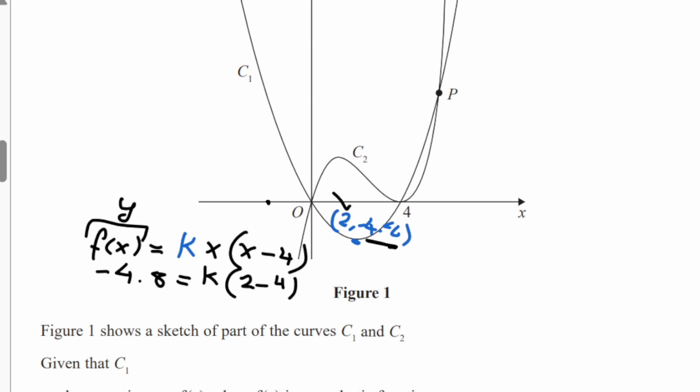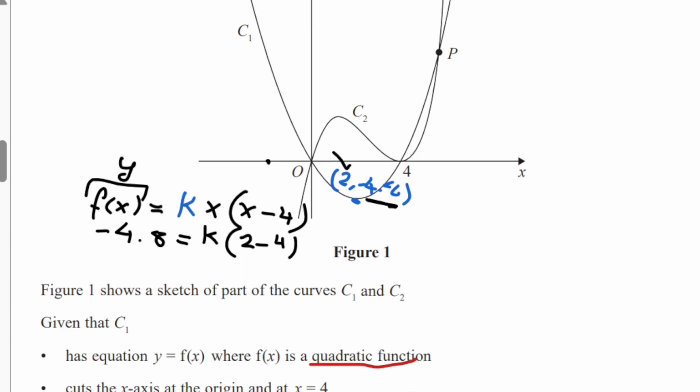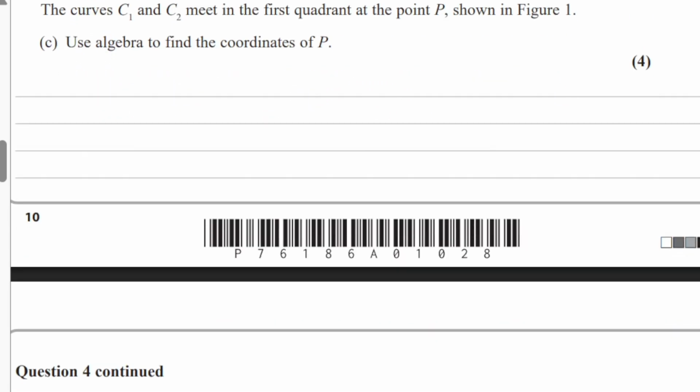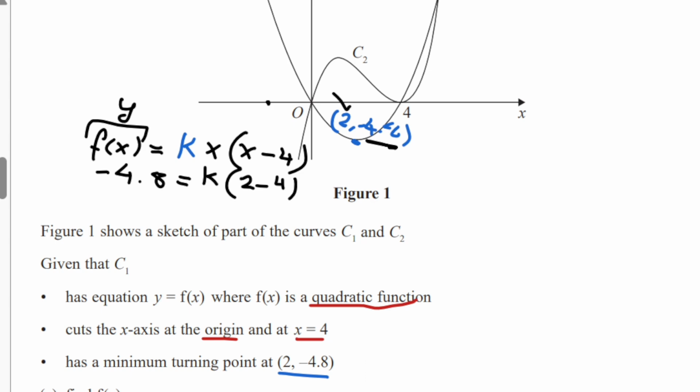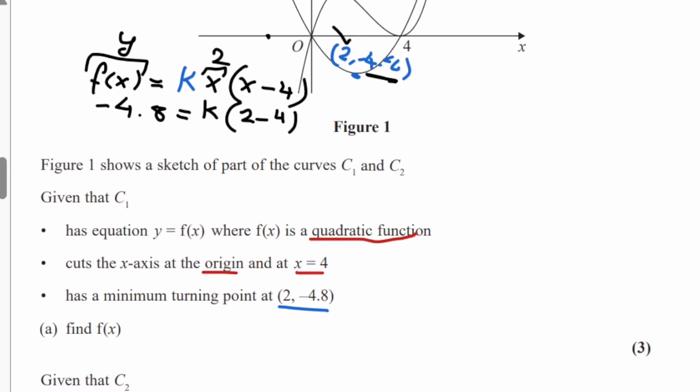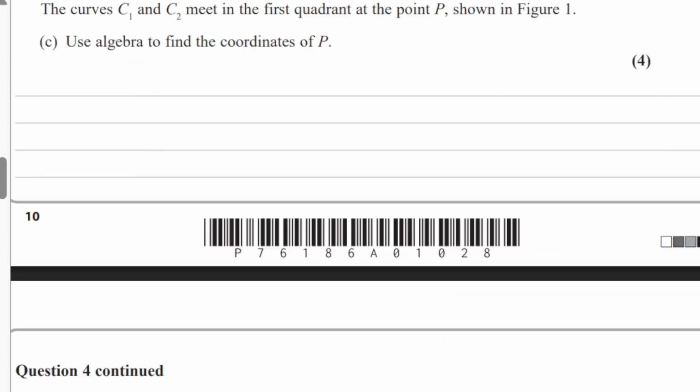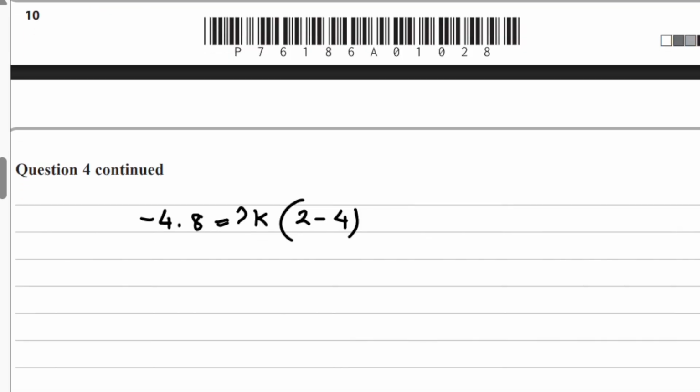Now if you just play with this, you can find the value of k. Let's just write it down to solve it. Here, minus 4.8 is equal to k, 2 minus 4. But there is an x here, so it's another 2, so it's going to be k times 2 and then 2 minus 4, right? So it's 2k and 2 minus 4.